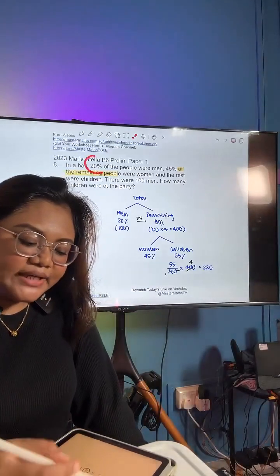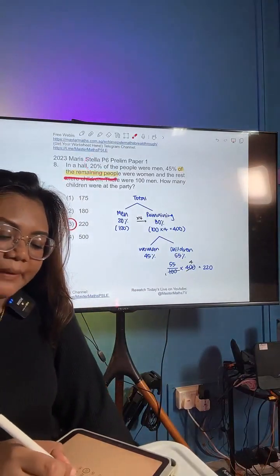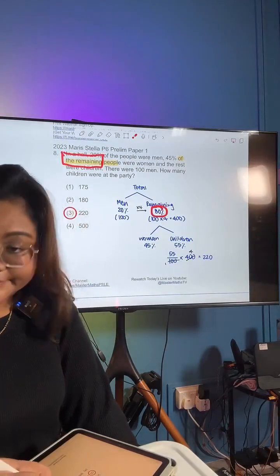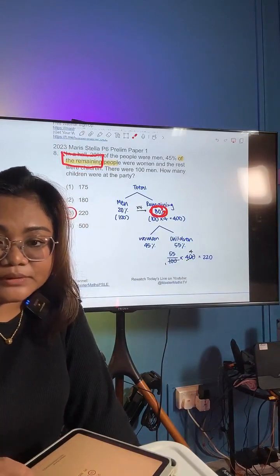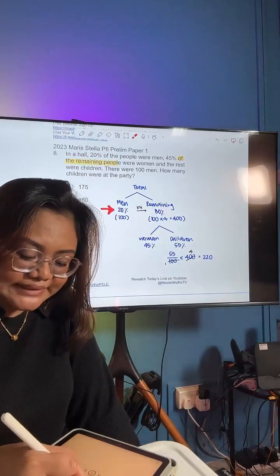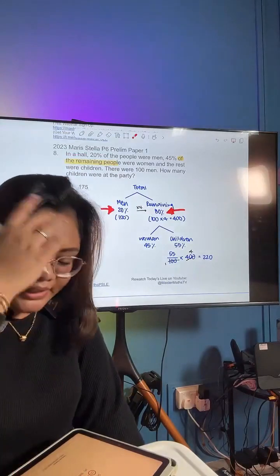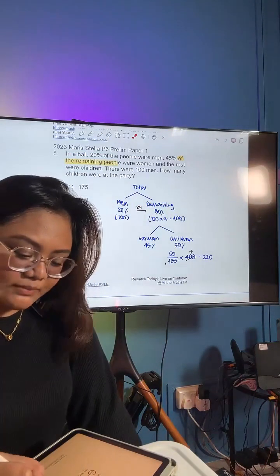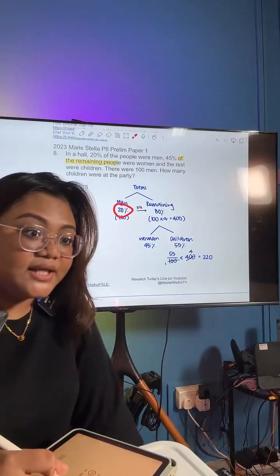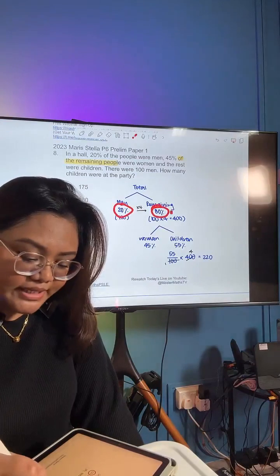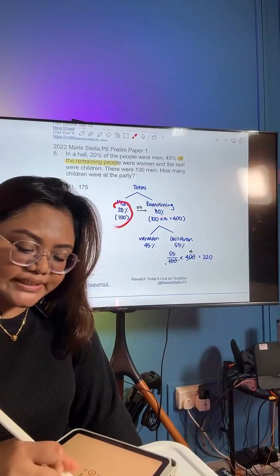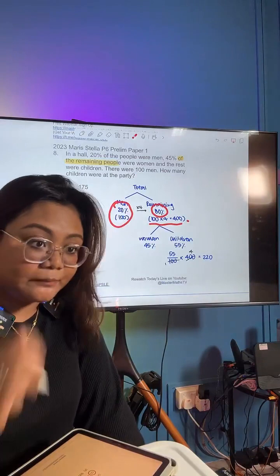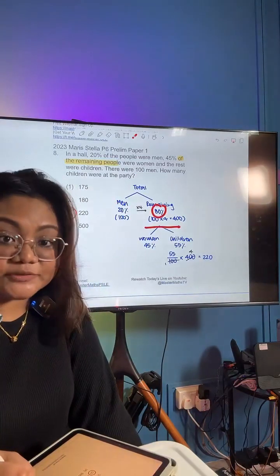In a hall, 20% of the people were men, 45% of the remaining. Whenever you see the remaining, you should focus on finding the remaining, which is 80%. If there is 20% male, the remaining must be 80%, because total must be 100. So if men is 20%, the remaining women and children must be 80%. And they say that there's 100 men. So 20% is 100. 80% is times 4 of 20. So 100 times 4 will be 400.